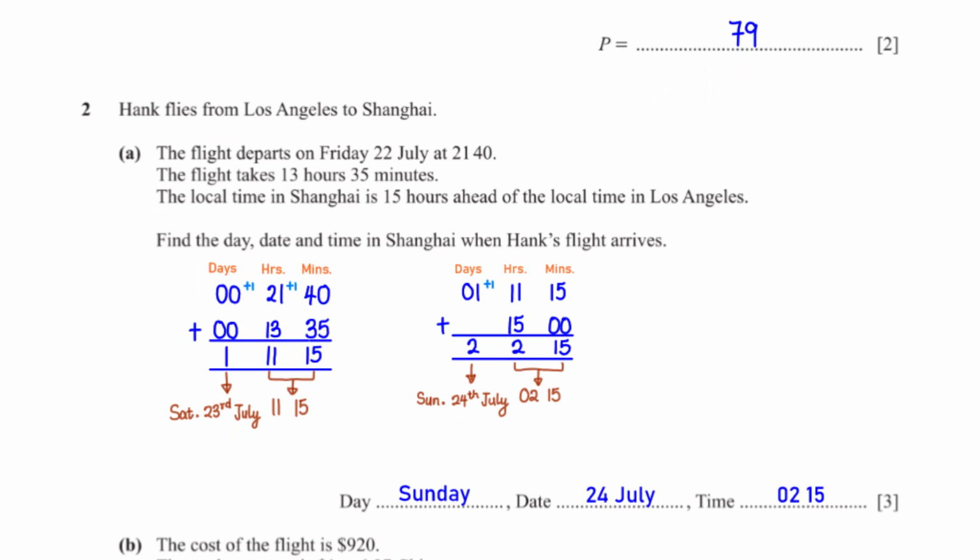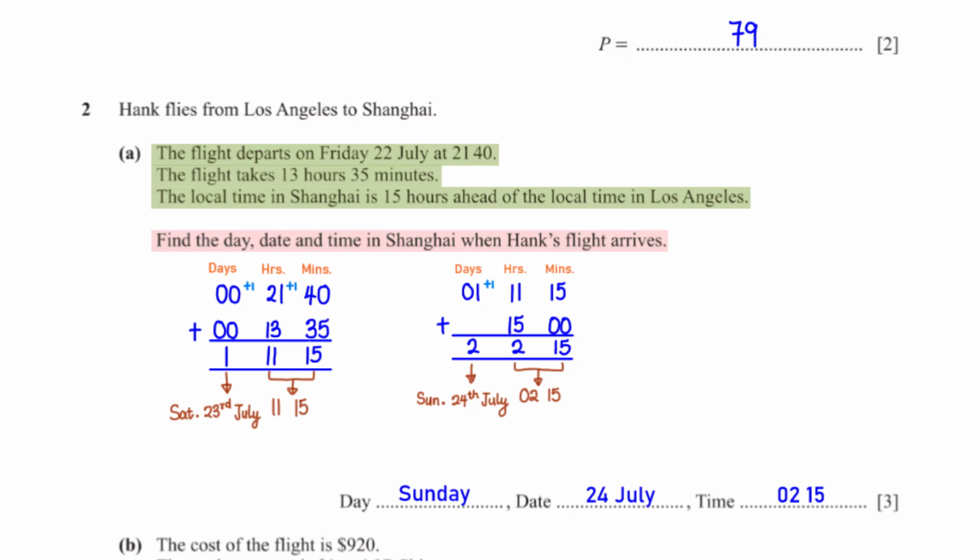Hank flies from Los Angeles to Shanghai. The flight departs on Friday, 22nd July at 21:40. The flight takes 13 hours 35 minutes. The local time in Shanghai is 15 hours ahead of the local time in Los Angeles. Find the day, date, and time in Shanghai when Hank's flight arrives.